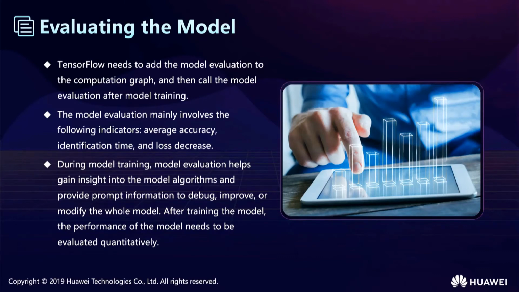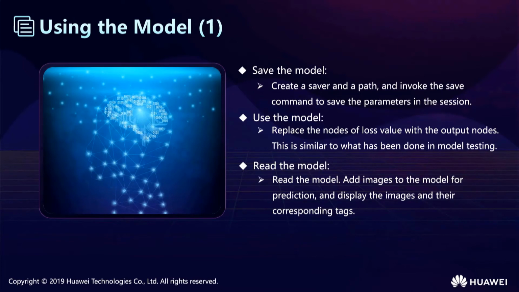Now we can save the model: create a saver and pass it, and then call the same command to save the parameters in the settings. If we want to use the trained model, replace the node of the loss value with the output node. This is similar to what has been done in the model testing.